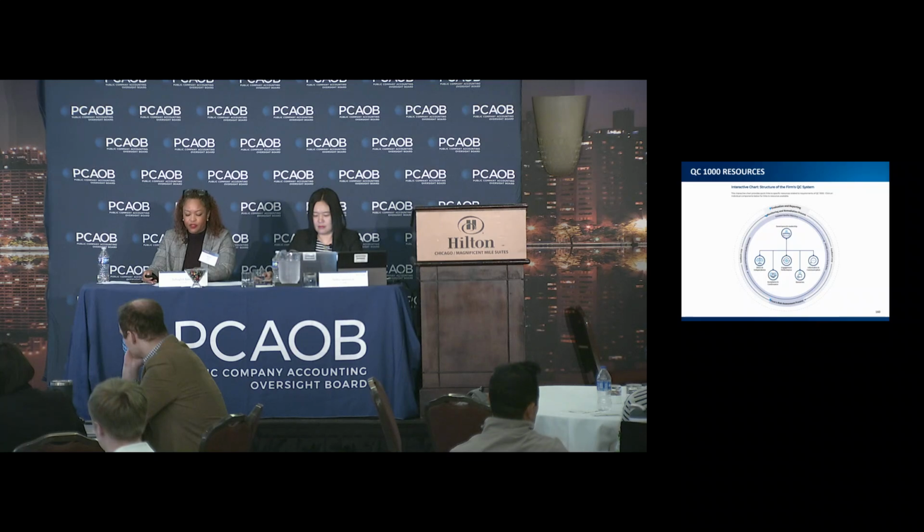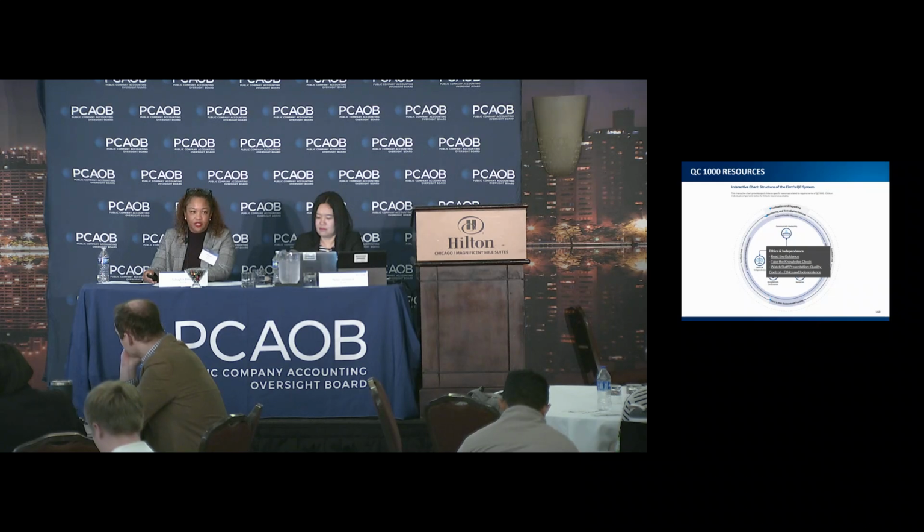Additionally, at the bottom of the QC implementation page, you'll find our interactive chart, and this is a handy tool for someone who is looking for implementation resources related to a specific aspect of QC 1000. So for example, if someone looking for ethics and independence resources can click on the icon on the interactive chart and find hyperlinks to the resources that are available that are related to the topic. In this case, it would be a guidance document, a knowledge check, and a staff presentation.